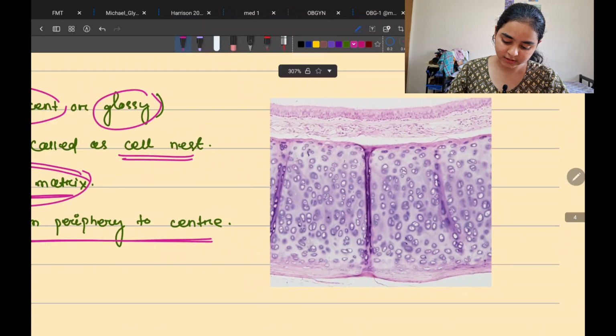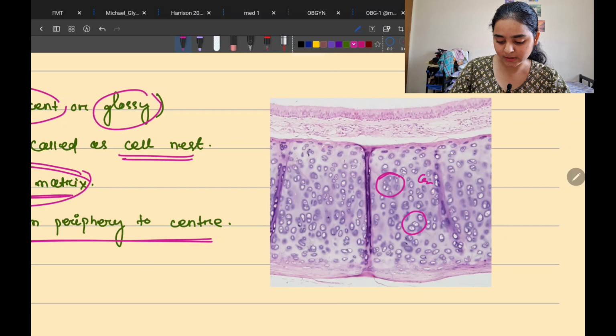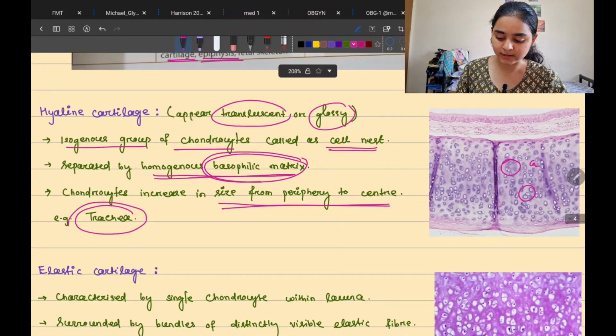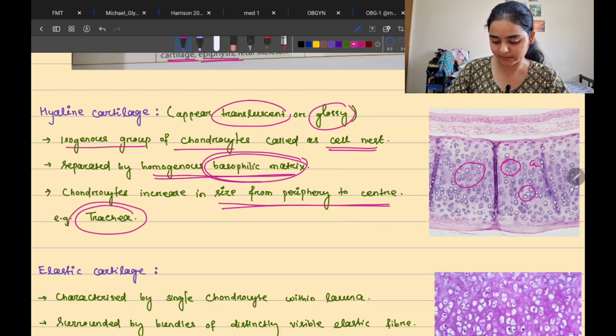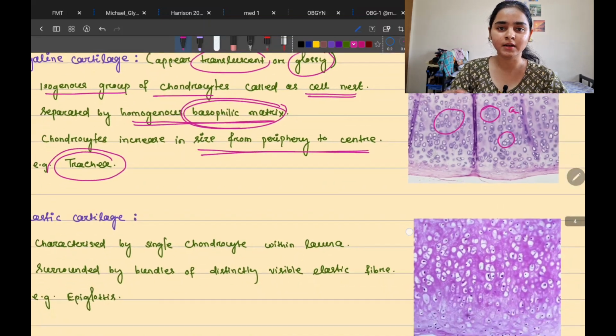So here you can see the hyaline cartilage. These are the chondrocytes that are present in the groups, and you can see the basophilic areas around it. So the cells are surrounded by a basophilic matrix. You can easily identify it as a hyaline cartilage. And if there is a slide of trachea or epiglottis, if hyaline cartilage is present, you can easily identify it as a trachea.